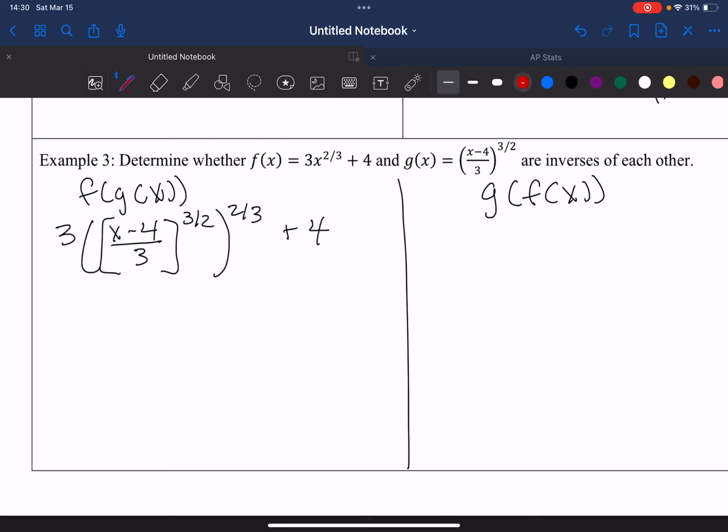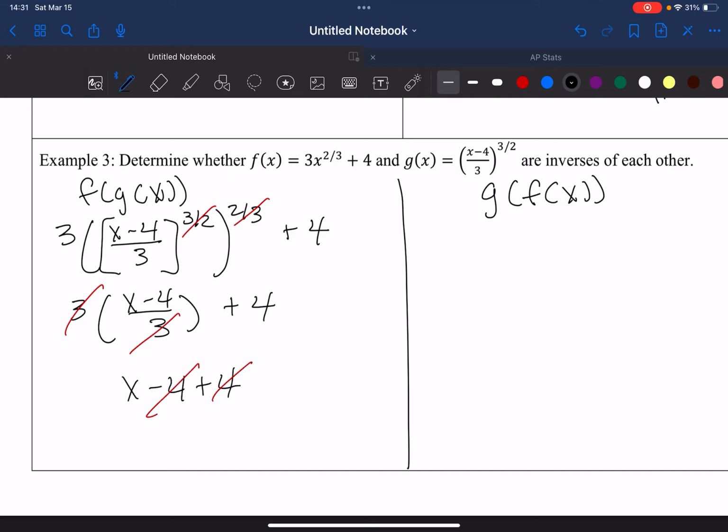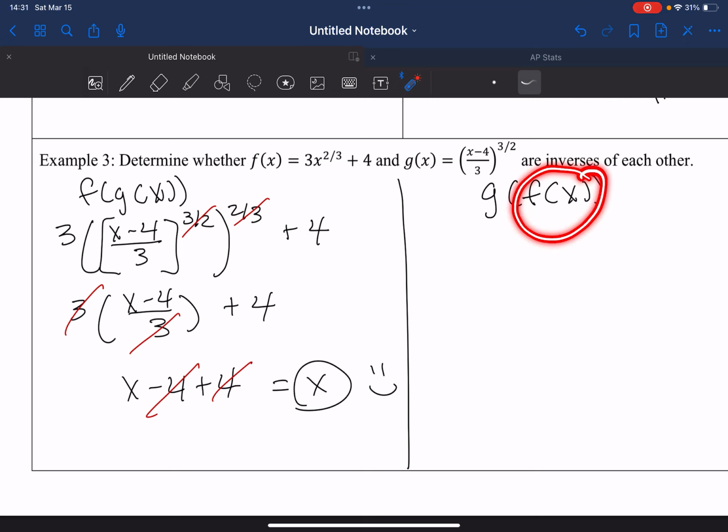Well, the 2/3 and the 3/2 are going to end up canceling each other out. So we just have 3 times x minus 4 over 3 plus 4. The 3's cancel each other out. So we're left with x minus 4 plus 4. The 4's cancel each other out. So we're left with x. Good sign so far.